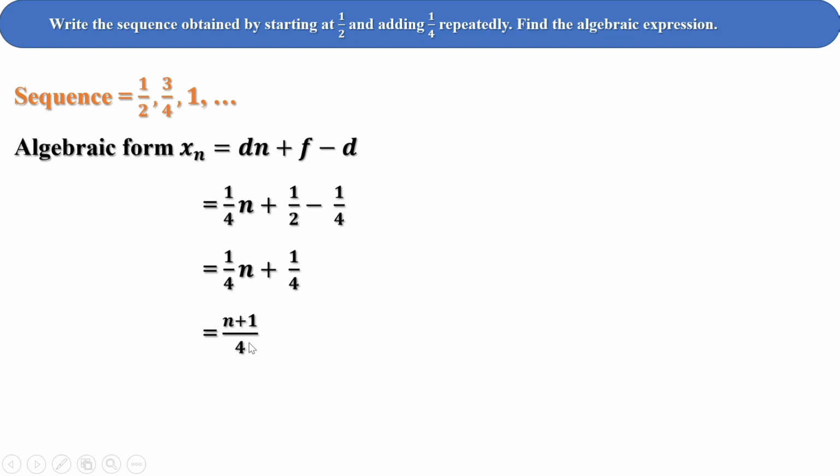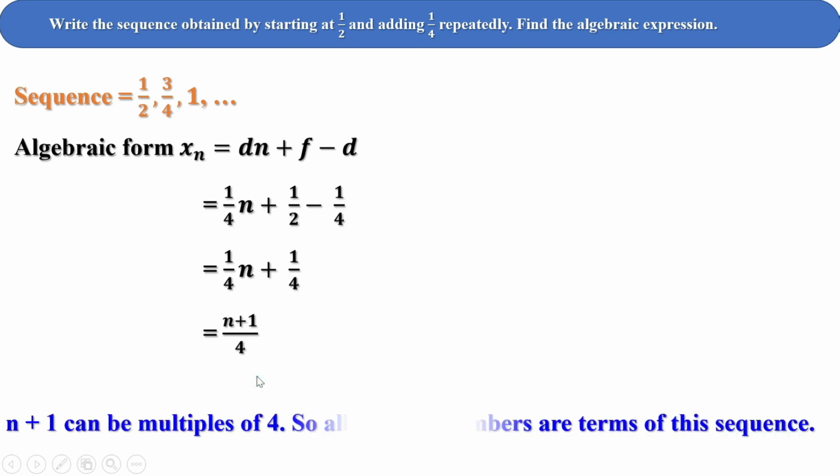We get the second natural number. When n is 11, 11 plus 1 is 12. 12 by 4 is 3. We get the third natural number. So we can see all natural numbers are terms of this sequence because n plus 1 can be a multiple of 4. That doesn't mean all the terms of this sequence are natural numbers. There are other terms also, but natural numbers are terms of this sequence.